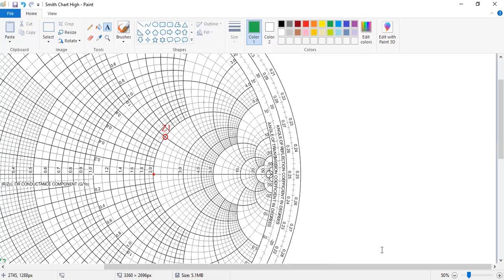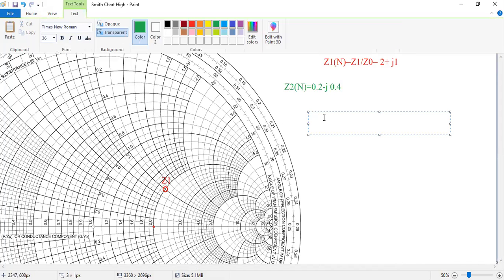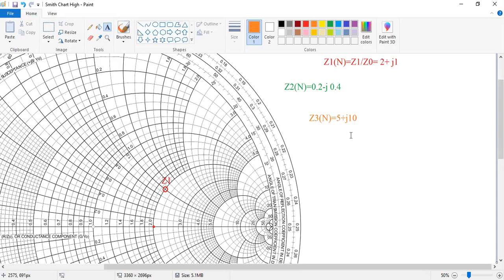Now we will go to another impedance. You tell me your impedance value, as I take Z3. I'll take another color, as black is not visible. You can say normalized Z3. Now you tell me your value. 5 plus 20j. Okay, let's take 5 plus 10j so it will be visible. Otherwise 20j is also possible. 5 plus 10j is the normalized value of Z3.